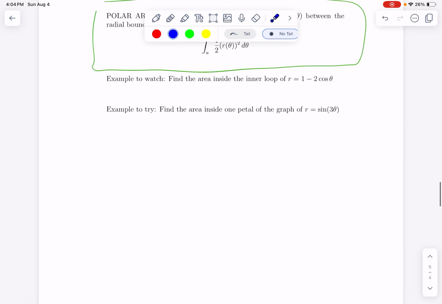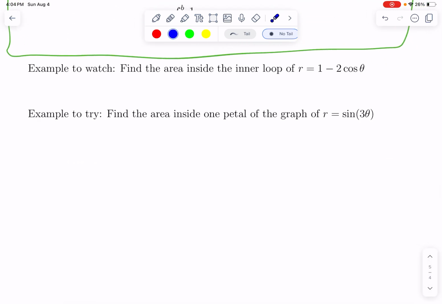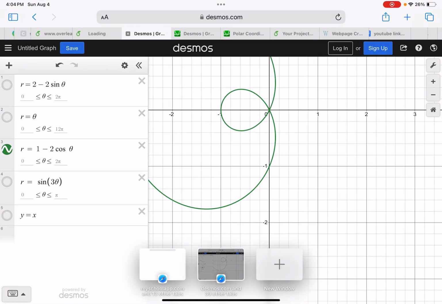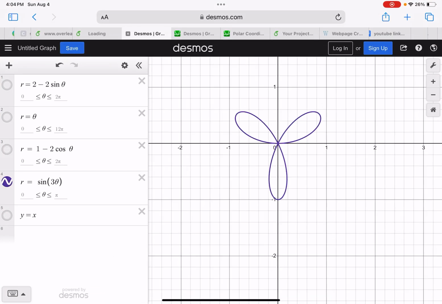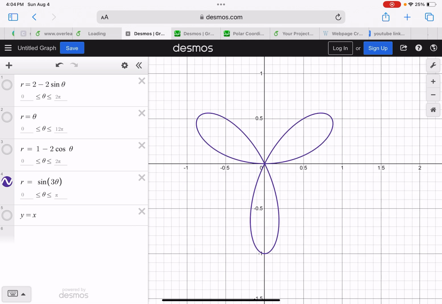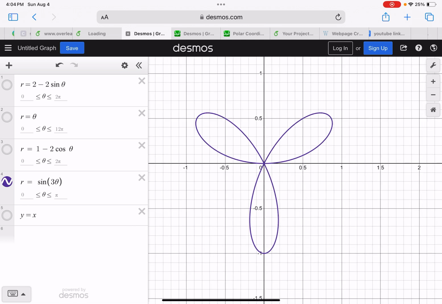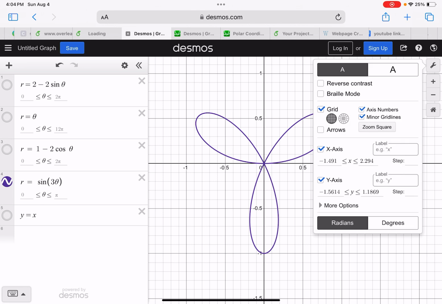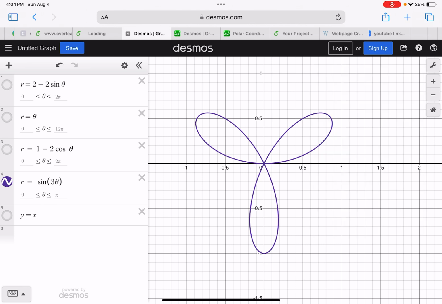All right, so here's one I want you to try. Find the area inside one petal of the graph r equals sine 3 theta. And I'll show you what that looks like so you understand. R equals sine 3 theta looks like this. It has symmetry. I've changed my grid just a little bit, so maybe it doesn't look like perfect 3-part symmetry, but it really does. Maybe I can fix that. Maybe too late. So what is the area just inside one of those petals?